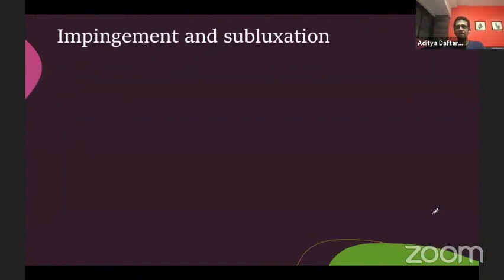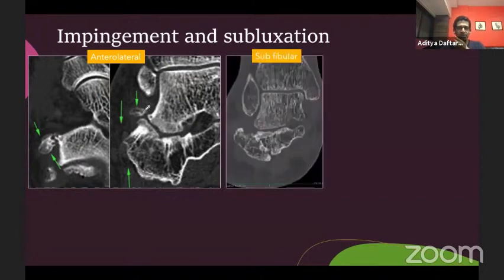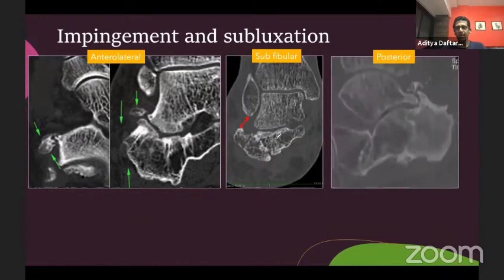Impingement and subluxation is another thing that obviously happens commonly post-trauma because bones remodel. So here's somebody who has a lateral process, I think with a calcaneal fracture. There's a bone spur here, and this bony osseous fragment impinges against the anterolateral structures. Here you can see somebody with a calcaneal fracture again, and you can see that there is potential for subfibular impingement in this patient. And then here's somebody who had a calcaneal fracture, and you can see this bony spur arising posteriorly, causing an element of posterior impingement.